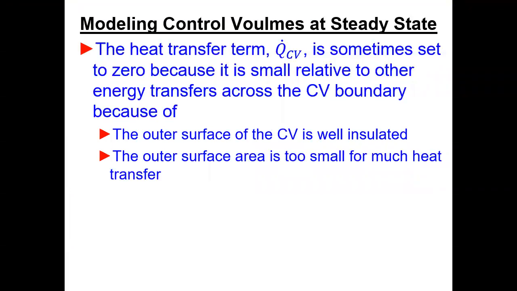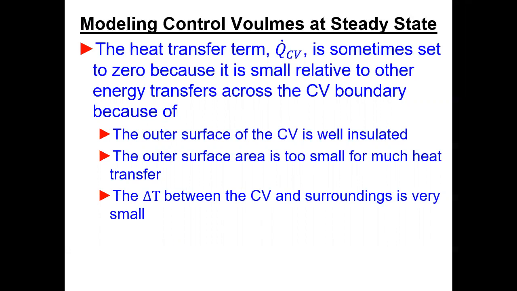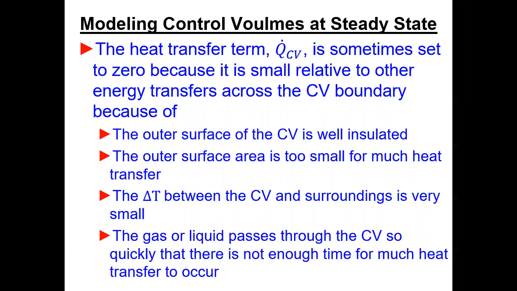Outer surface area is too small for much heat transfer to occur. The delta T, the temperature difference between the control volume and the surroundings, is very small. The gas or liquid passes through the control volume so quickly, there's not enough time for it to lose any heat. One good example of this would be a turbine, a steam turbine.